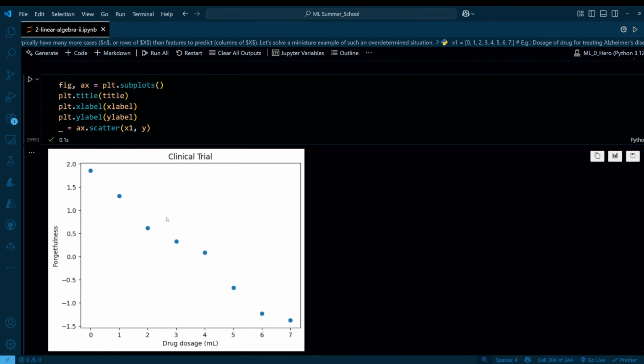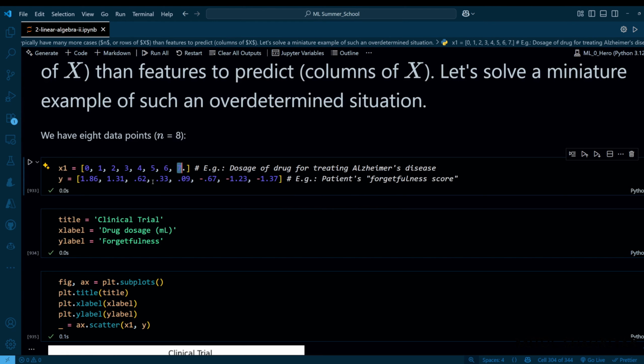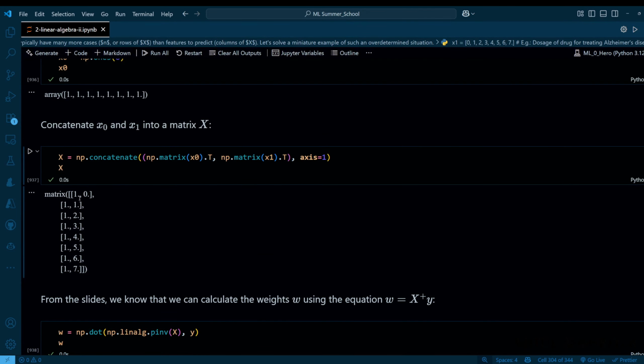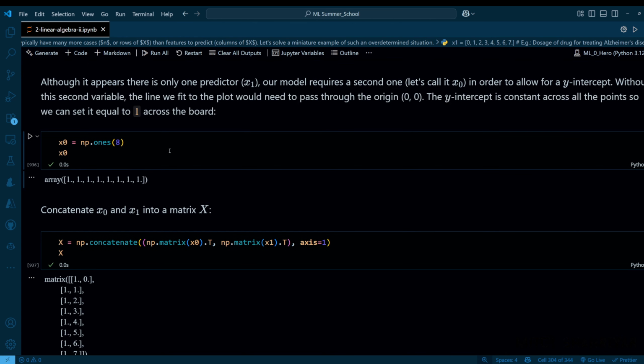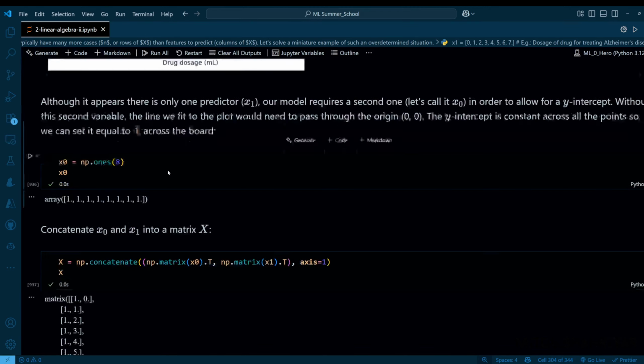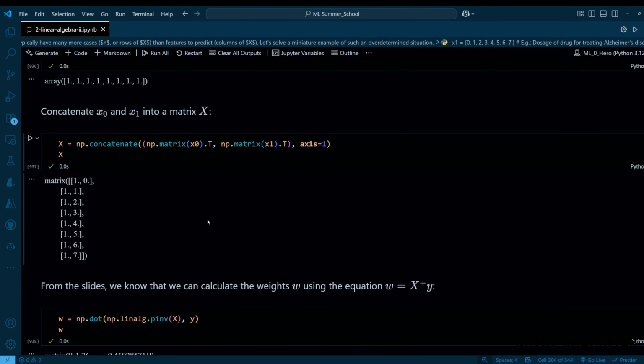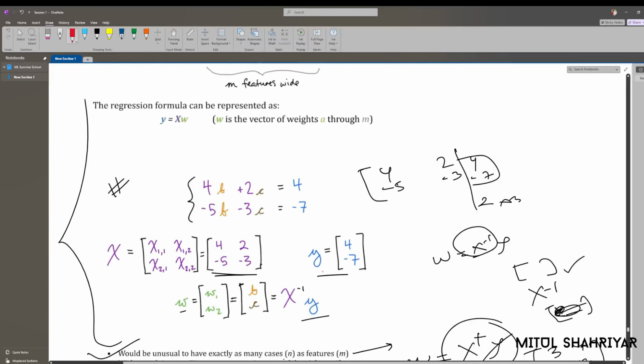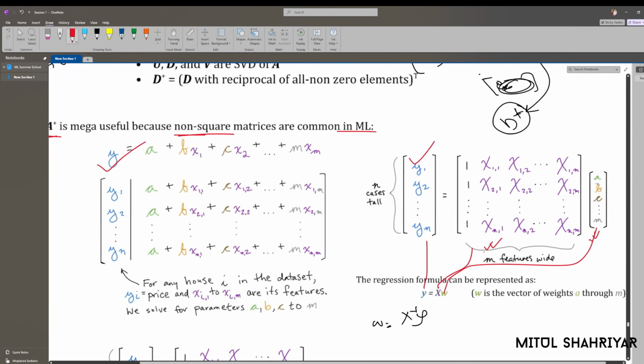Now why 8? Because assume we have 8 values from 0 to 7. Okay, no problem. Now you can see we have added this matrix with this 0 to 7. There is something called 0 to 7. Where did we add this? Interestingly, why have we done that? If we just look here, isn't it the same?